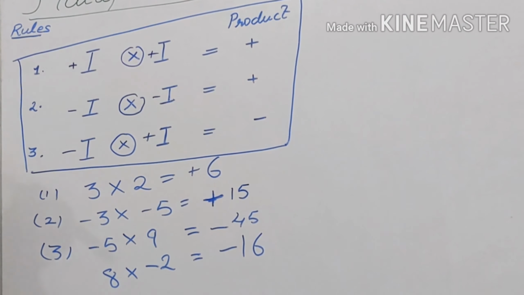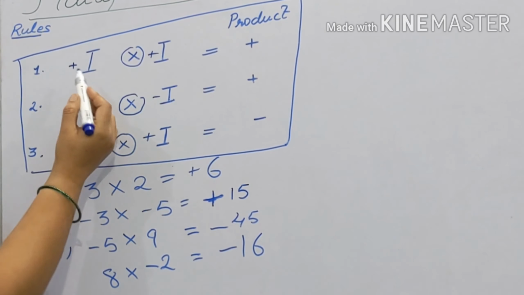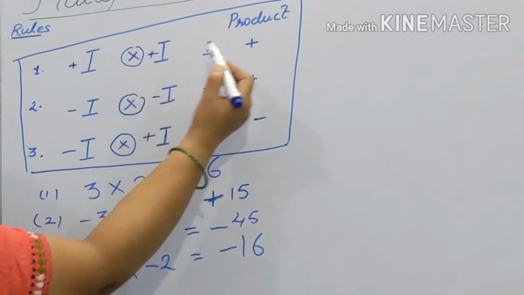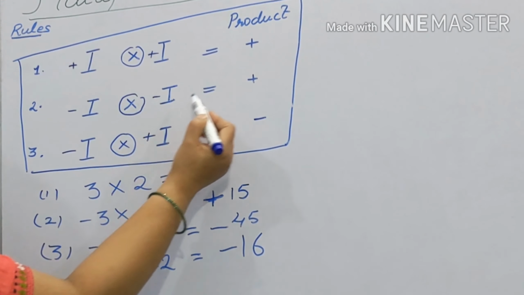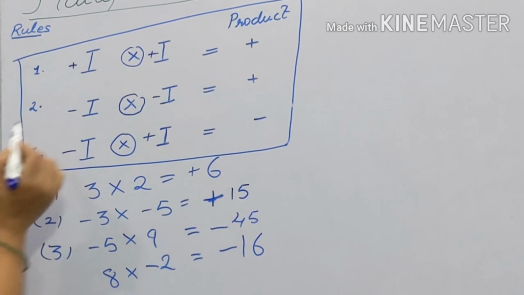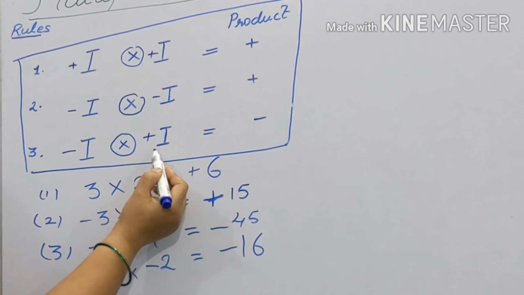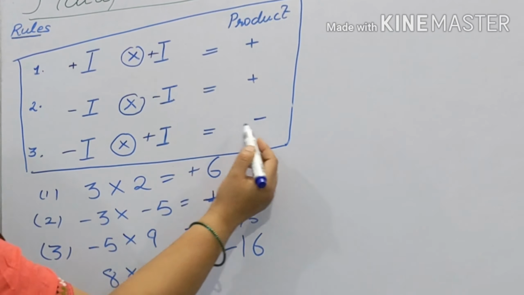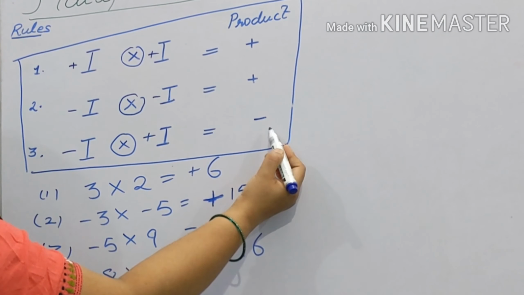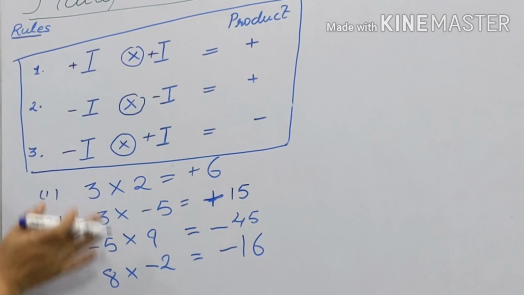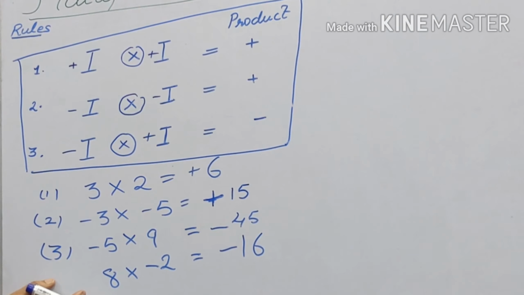Let us summarize. First rule, whenever two positive integers are multiplied, the product is positive. Whenever two negative integers are multiplied, the product is positive. Whenever two integers with opposite signs are multiplied, the answer is always negative, or the product is always negative. Let us do some questions based on multiplication of integers.